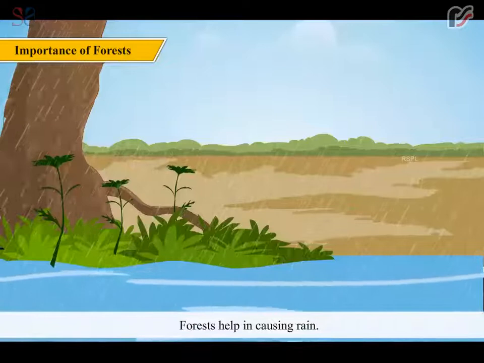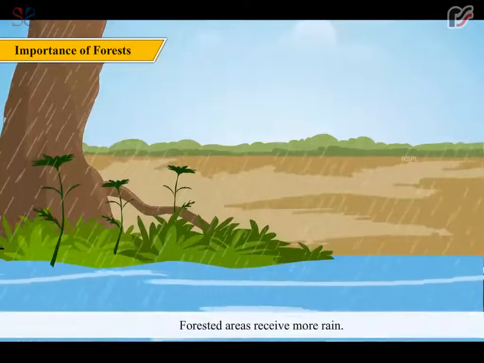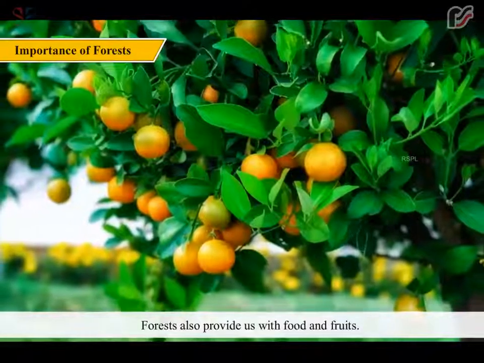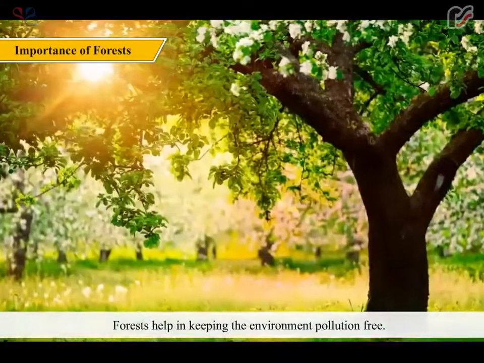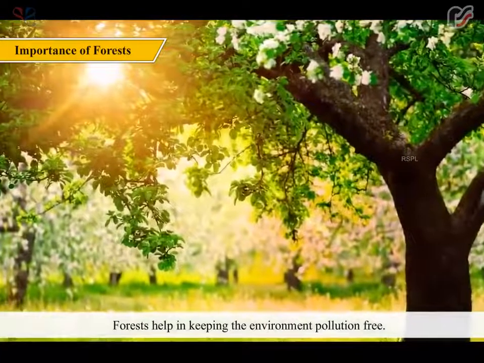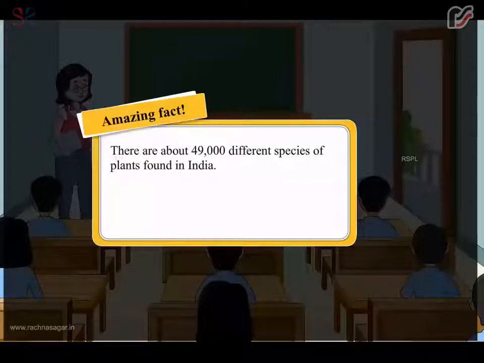Forests help in causing rain. Forested areas receive more rain. Forests also provide us with food and fruits. Forests help in keeping the environment pollution-free. Amazing fact! There are about 49,000 different species of plants found in India.